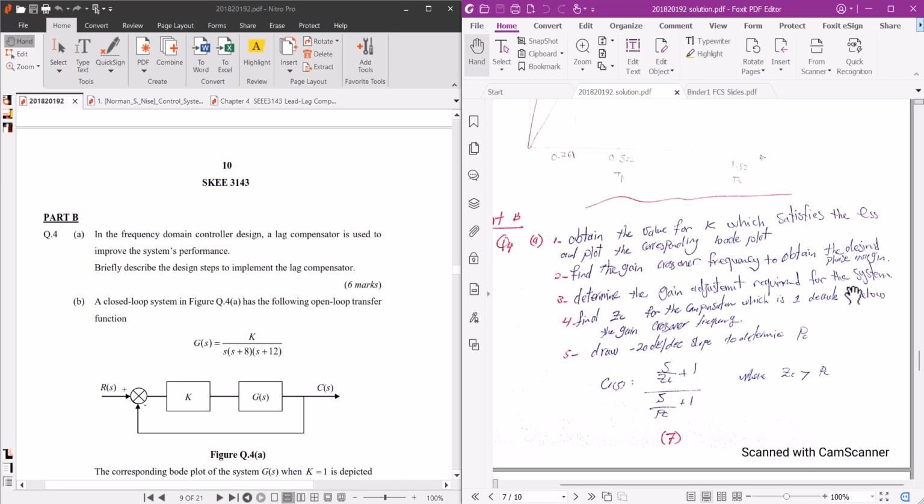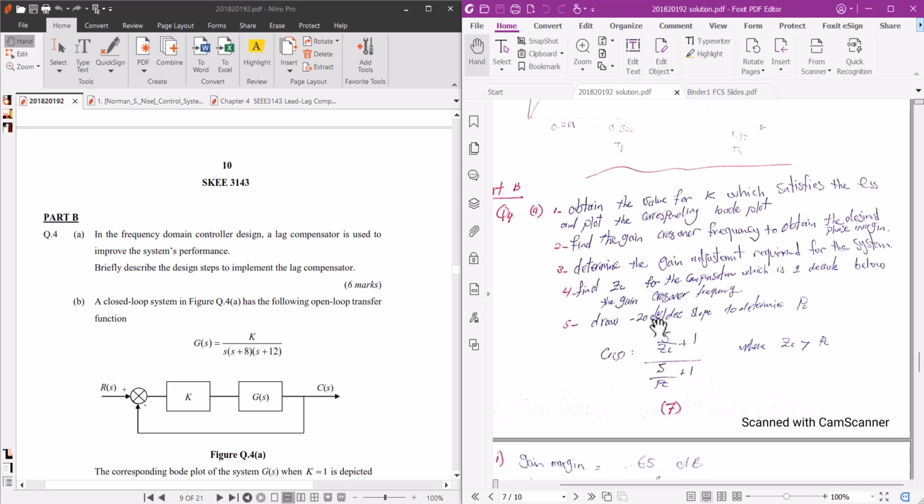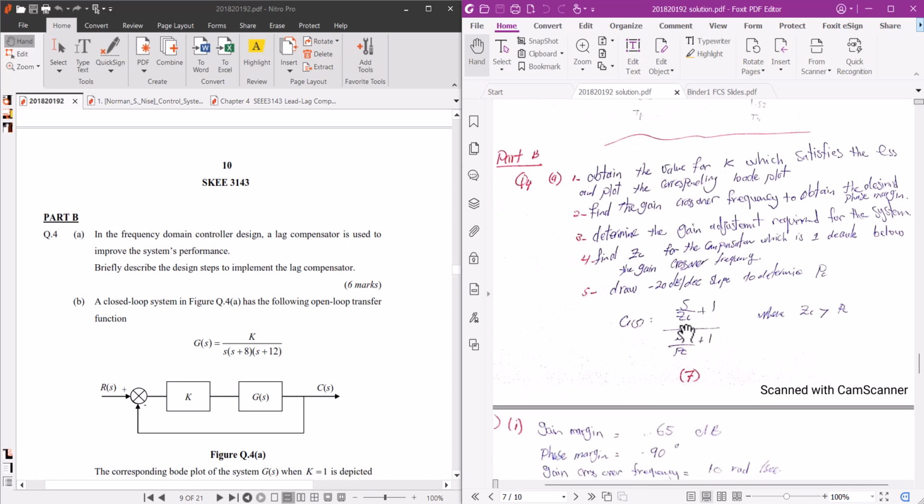required for the system. Find the ZC, the zero of the controller, which is 1 decade below the gain crossover frequency, and then draw a minus 20 dB per decade slope to determine the pole PC of the controller. Then use the formula (S over ZC plus 1) over (S over PC plus 1), where ZC is greater than PC.